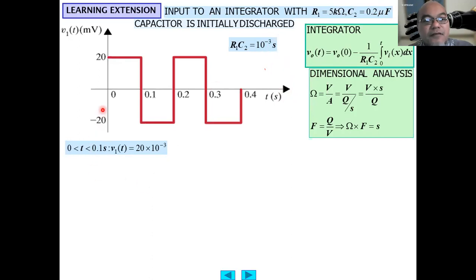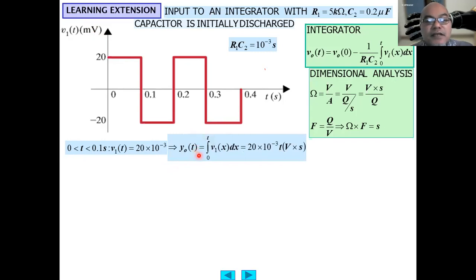So from 0 until 0.1 second, the V1(t) is 20 times 10 to the power of minus 3. If you already use this, you don't use millivolt again. So the unit here is volt. Be careful. If you don't use 10 to the power of minus 3, you just use 20 millivolt.